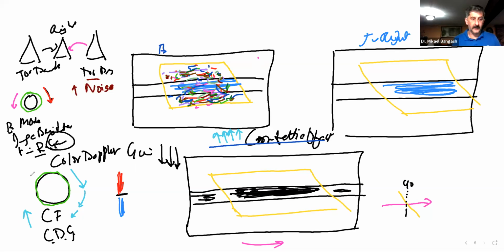The right thing to do is to reduce your color Doppler gain. That's going to get rid of the confetti effect, which is just the noise of your color Doppler. So if you see something like this, turn your color flow anti-clockwise to bring it back to something like this.